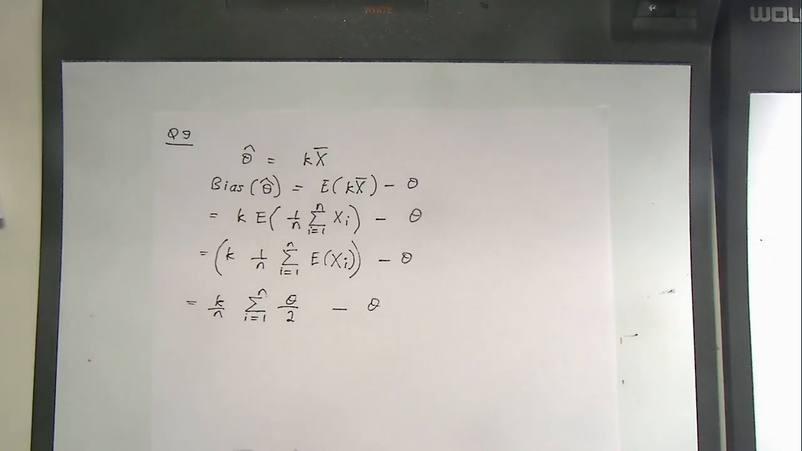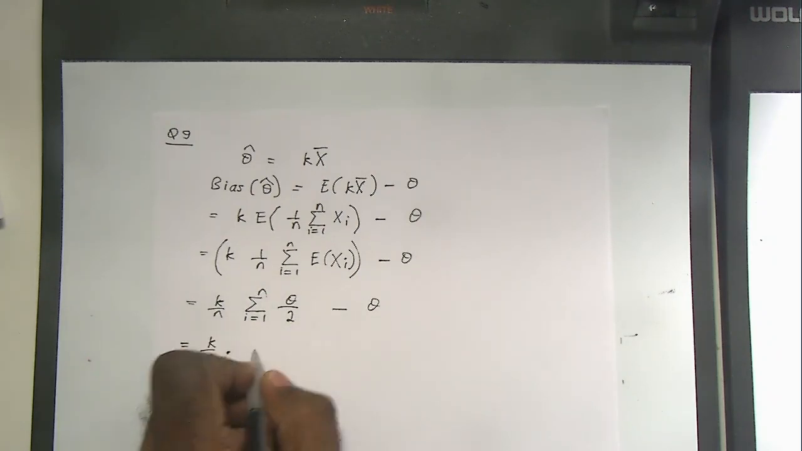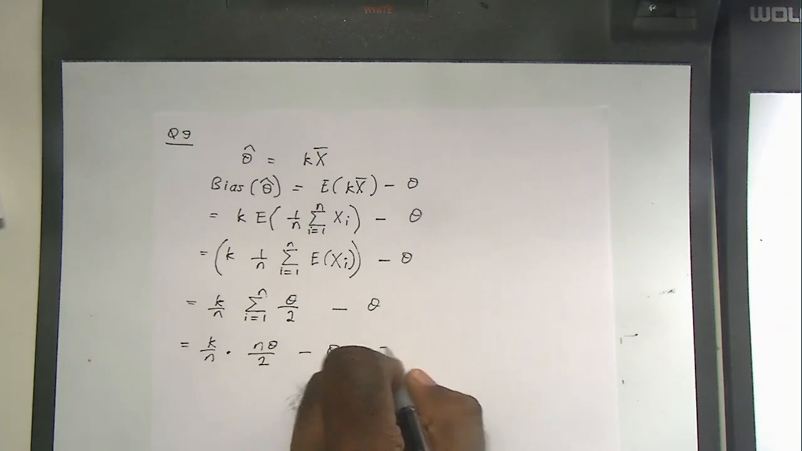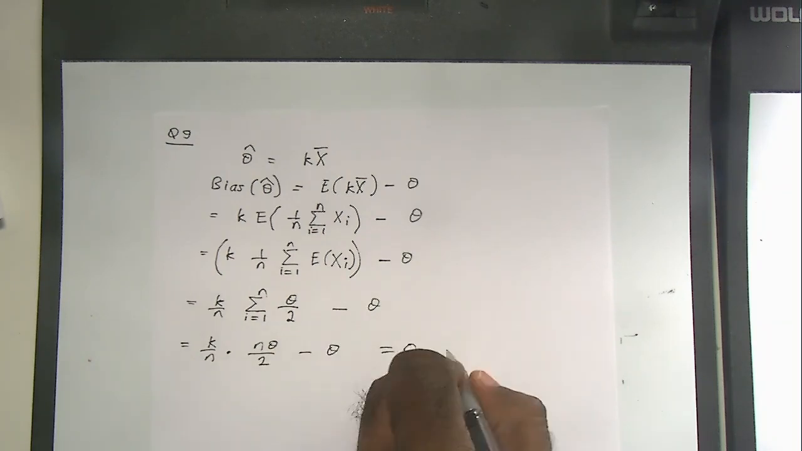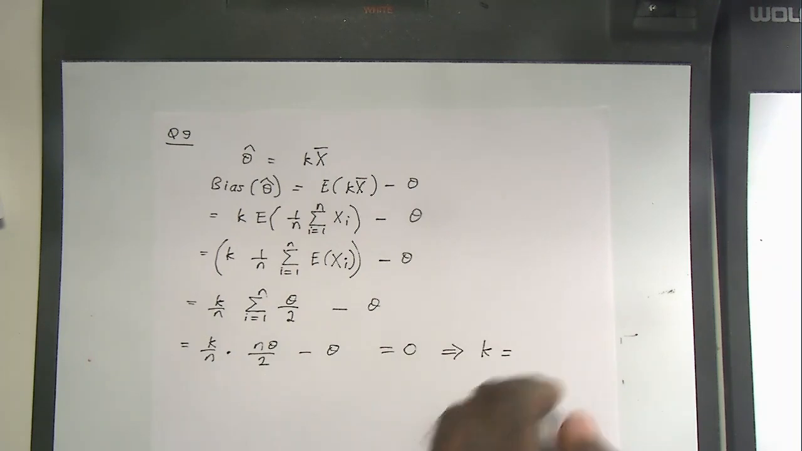Okay. So you get k over n times n theta by 2 minus theta equal to 0. And this implies k must be equal to 2. So k is 2. So that's the answer to the first part.